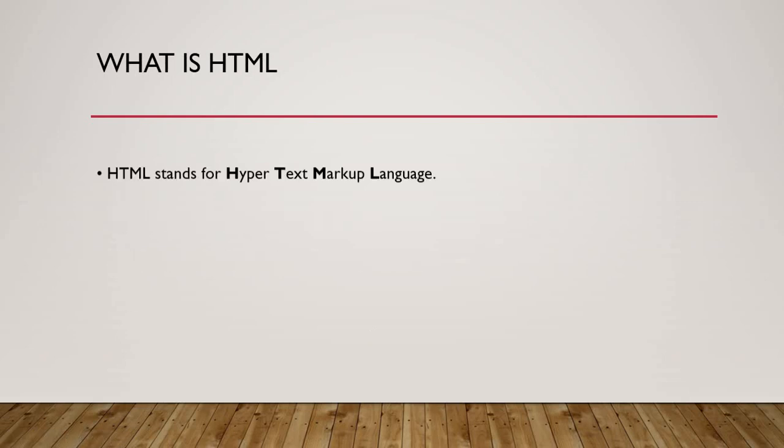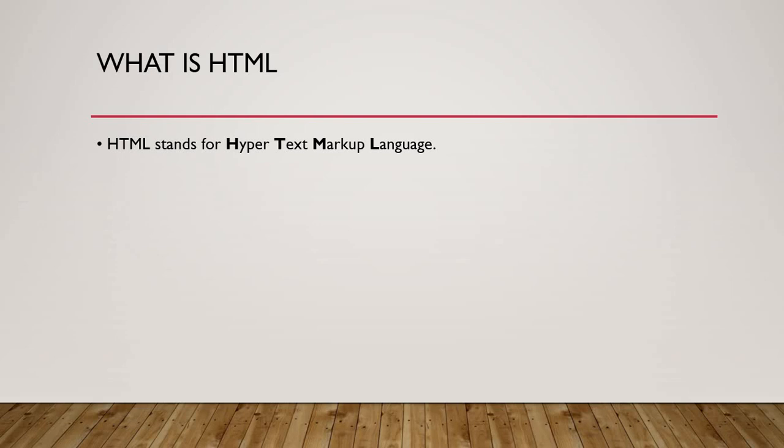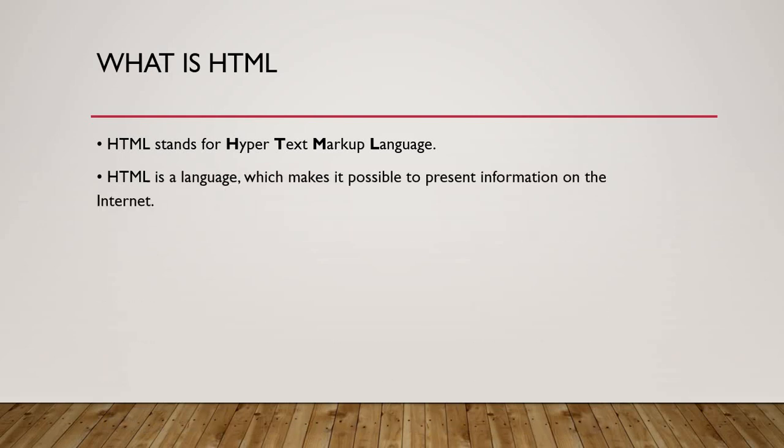HTML stands for Hypertext Markup Language. That is, HTML is a language that makes it possible to present information onto the internet. Every web page is made up of HTML. This is to say that all web pages all over the world consist of HTML. HTML is not a programming language like Java, C++, Python, and others, but HTML is a markup language.